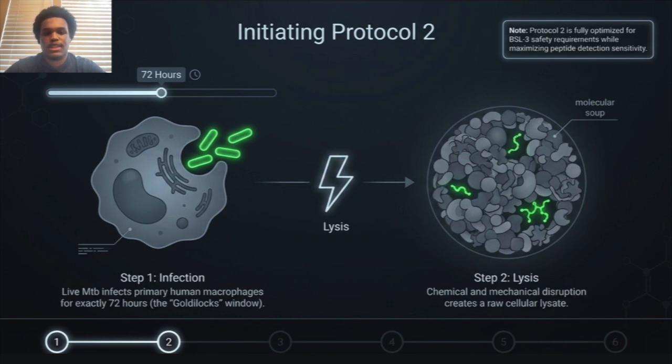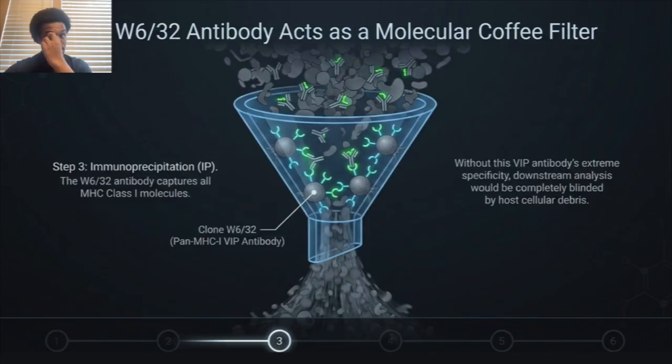Step 2 is lysis. They broke open the cells to create a lysate, which is like a molecular soup of everything inside the cell. And step 3 is immunoprecipitation, or IP. Here they used a pan-MHC1 antibody called clone W632. This antibody was conjugated to physical beads.